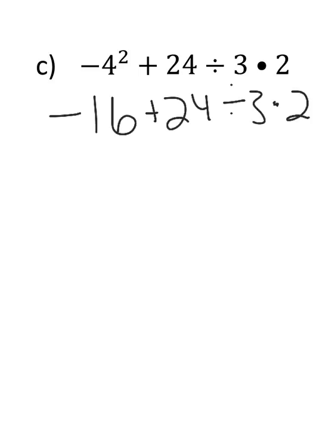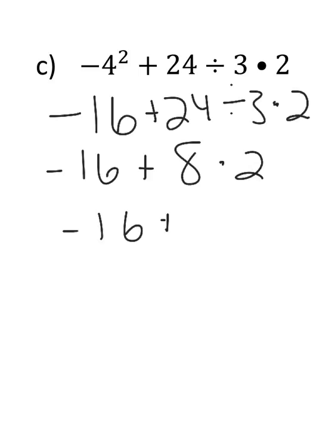If I look through, I have the negative sign, an addition, division, and multiplication. So going left to right, my next step must be 24 divided by 3. Negative 16 plus 8 times 2. My next step is multiplication. So negative 16 plus 8 times 2 is 16. My final answer here would be negative 16 plus 16 is 0.